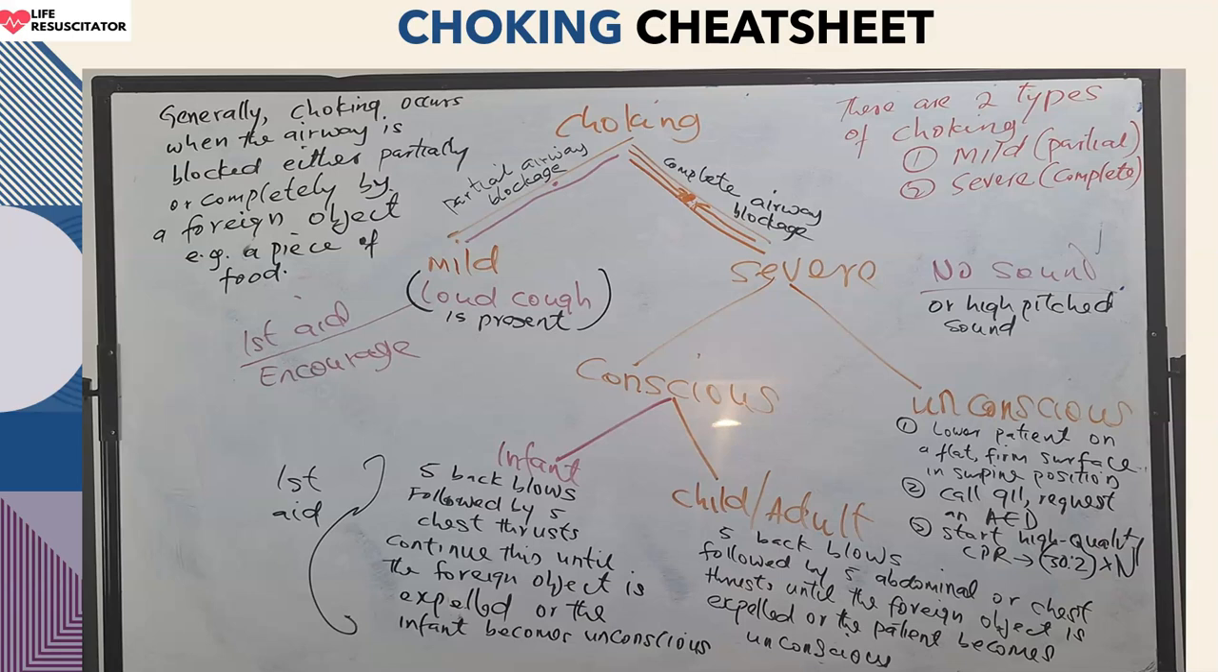If the patient is obese or maybe pregnant and your hands cannot go around the waist, you can do chest thrusts in that case. Hopefully the foreign object will be expelled, otherwise this patient will go unconscious. And when that happens, you need to change your strategy. You need to switch to another type of first aid called CPR.